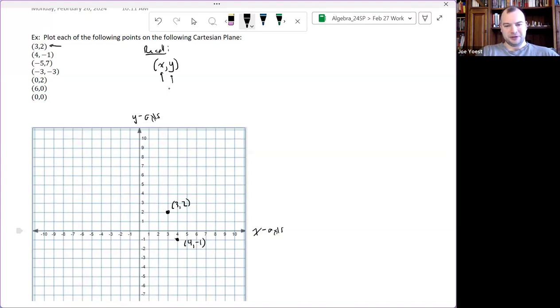Negative 5 comma 7. Going to negative 5 on the x-axis, so left 5 units. Then up 7. And negative 3 comma negative 3. 3 units to the left, 3 units down. That's this point.